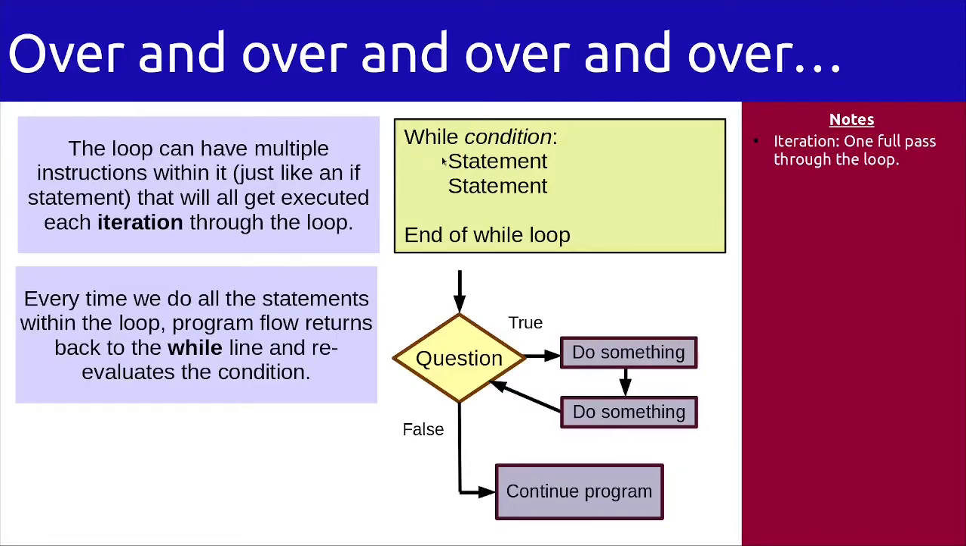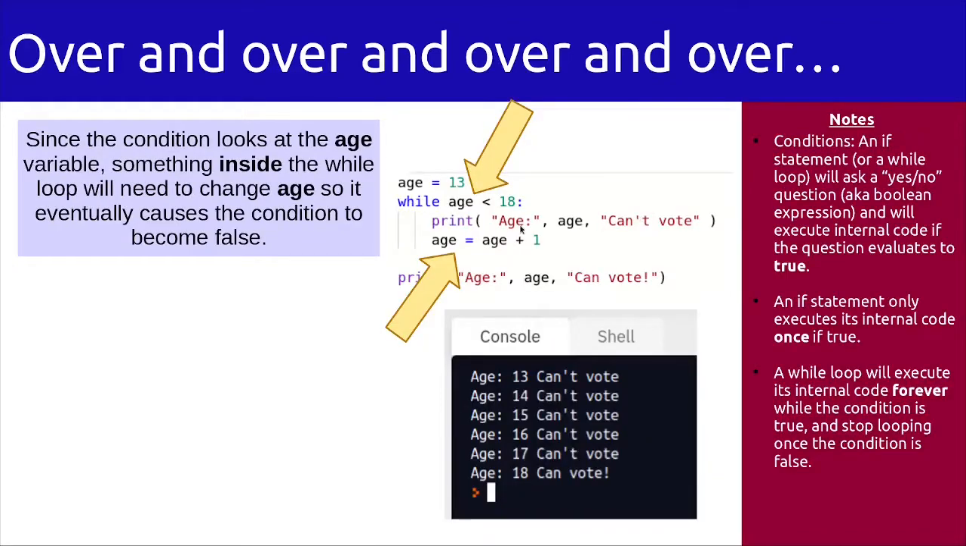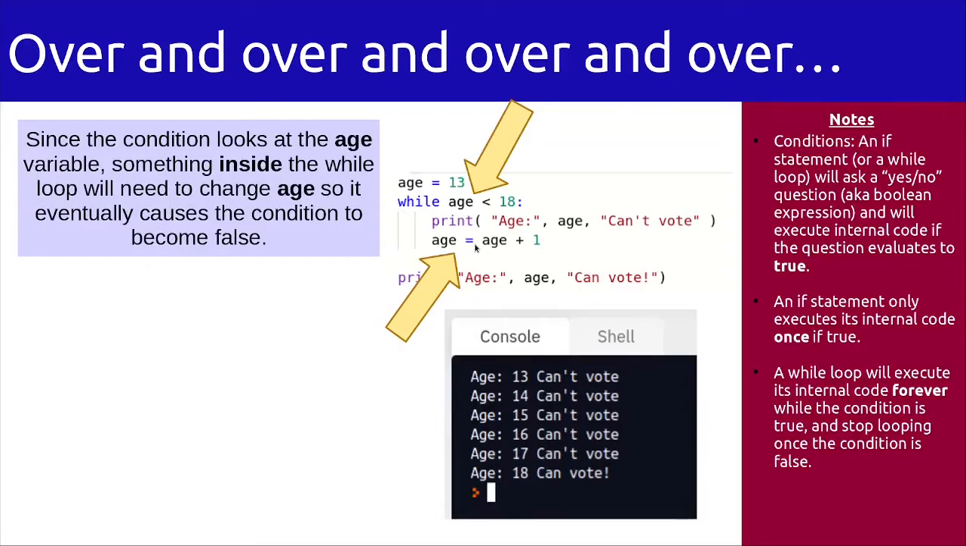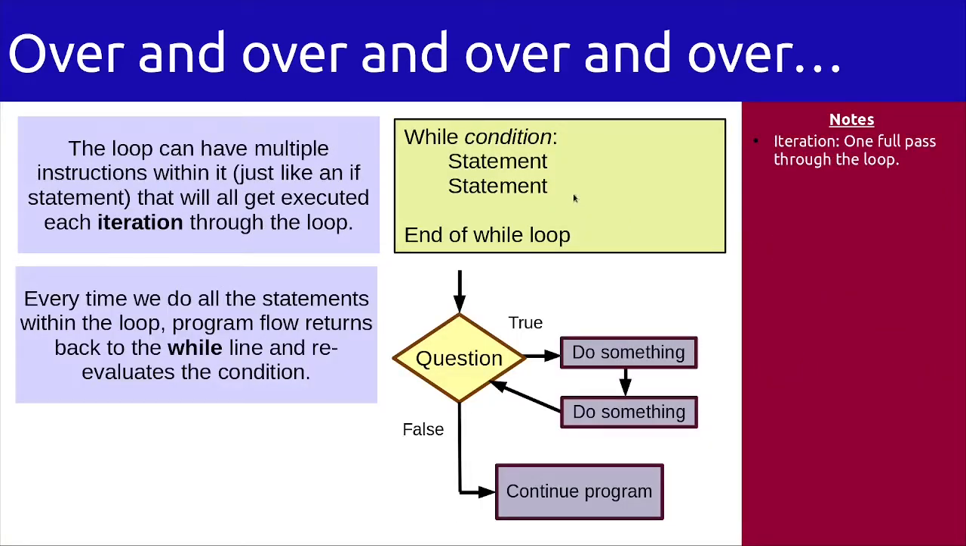The pseudocode is going to look like while some condition, and then we do some statements, and then out here, once we unindent, is when the end of the while loop is. Each time we go through all the statements inside of the while loop and return back here to evaluate the condition, that's known as one iteration. So right here, if we had age 13 less than 18, do this, and come back up here, that is one whole iteration. One iteration is one time through the loop.